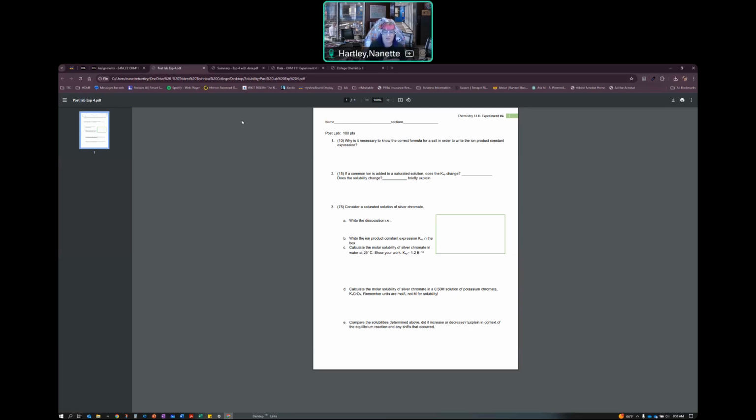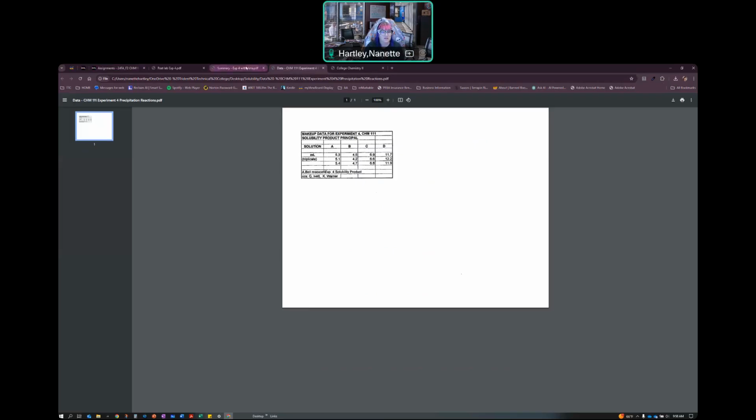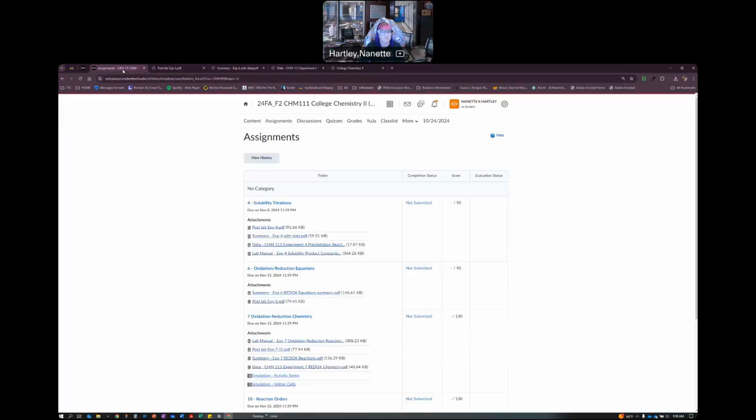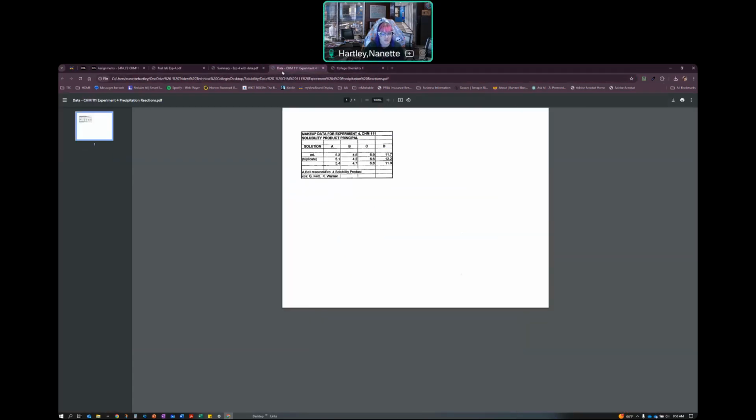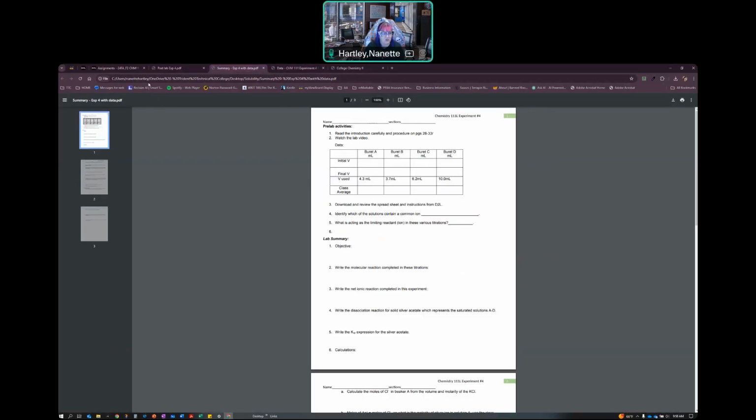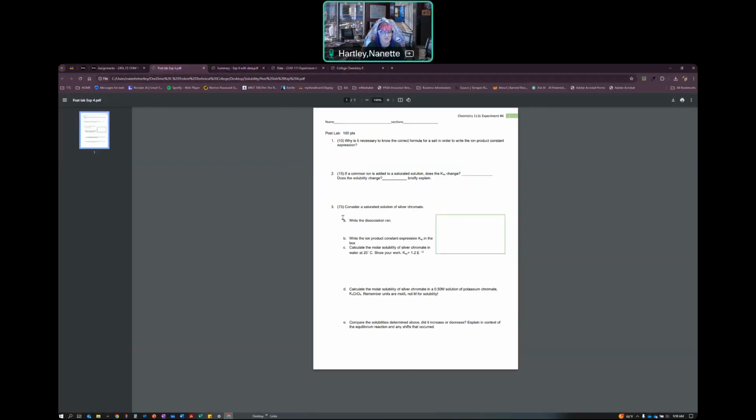So you're taking someone else's data and performing the experiment as if you had done it yourself. So you should have everything you need between the lab itself, so this lab and the instructions, the data that you've been given, the summary, this here, and then the post lab. You should have everything you need to be able to do this.